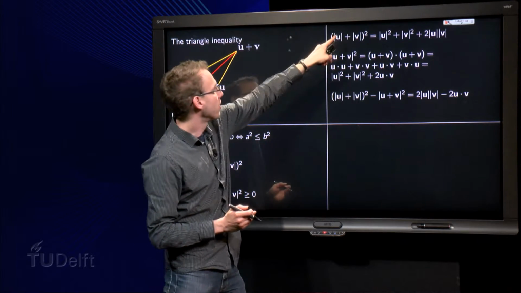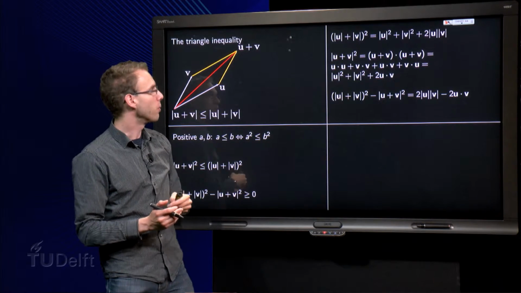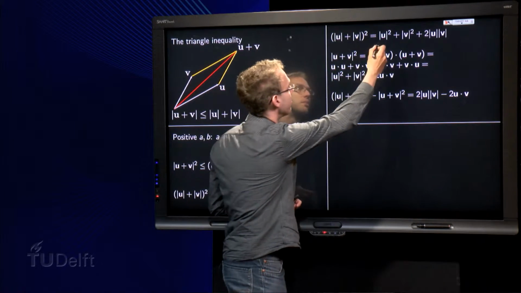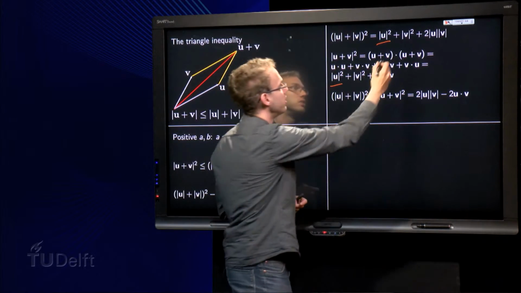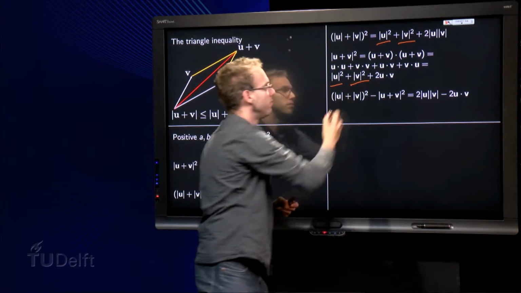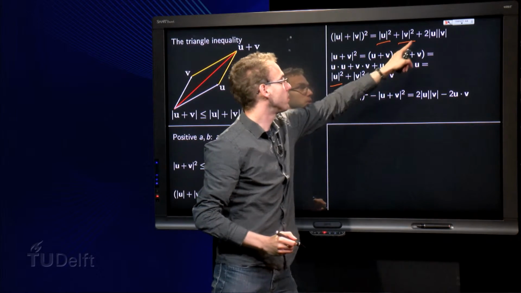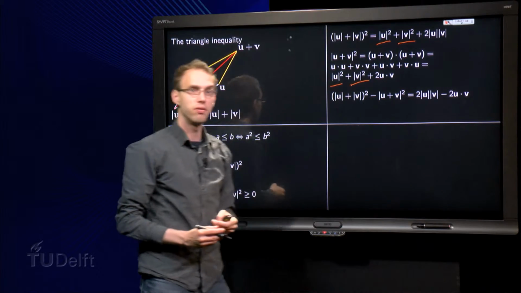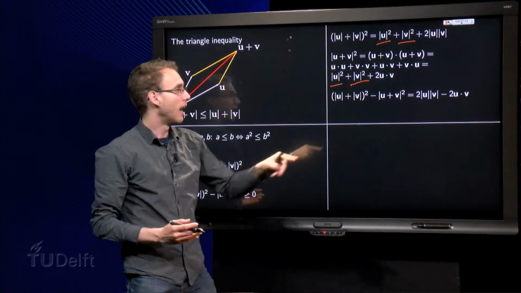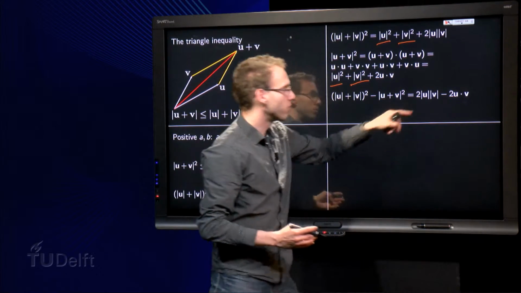And then we have to show that the difference of those two terms is in fact positive. So what do we get? We see that the length of u squared terms over here cancel out. We see that the length of v squared terms over there cancel out. And we are left with 2 times length of u times length of v, minus 2 times the inner product of u and v. And we have to show that this quantity is positive.